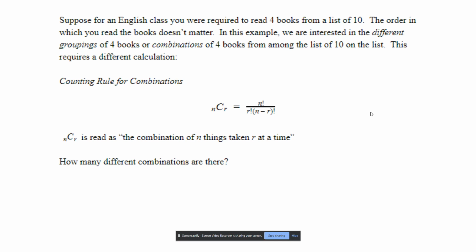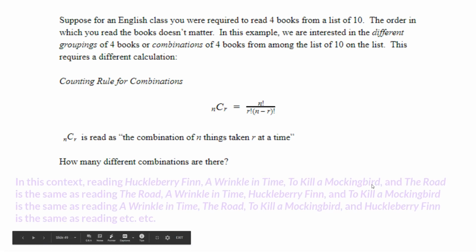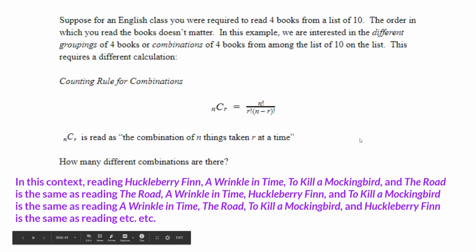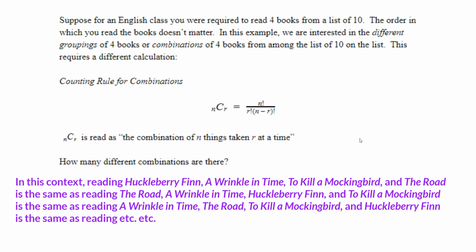This is a different type of calculation, but closely related to what we're talking about. I gave you the formula there, still with an n and an r. The notation is nCr, in red, combination of n things taken r at a time. And let's talk about how many combinations there are for these books. So in this context, I chose some of my favorite books: Huckleberry Finn, A Wrinkle in Time, To Kill a Mockingbird, and The Road.